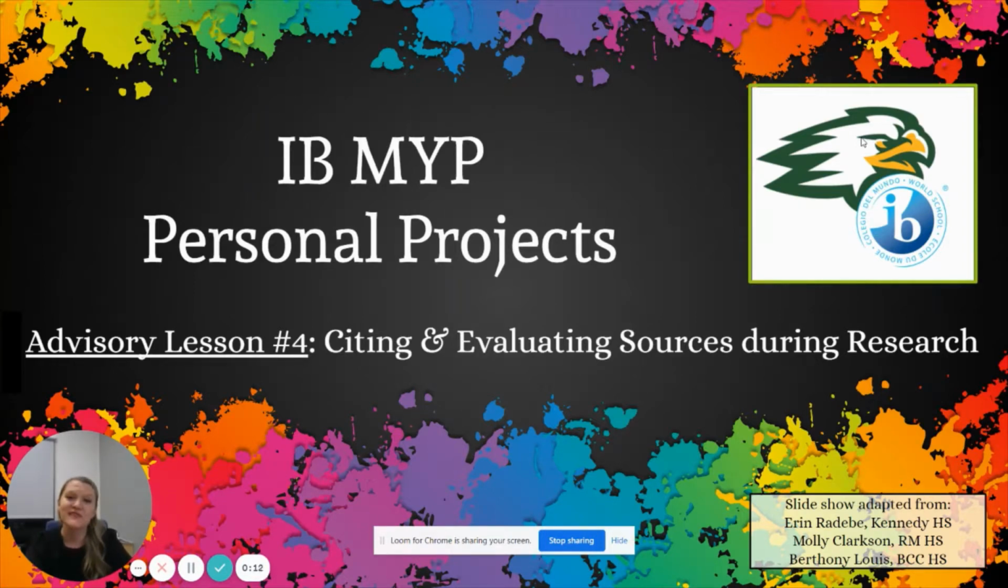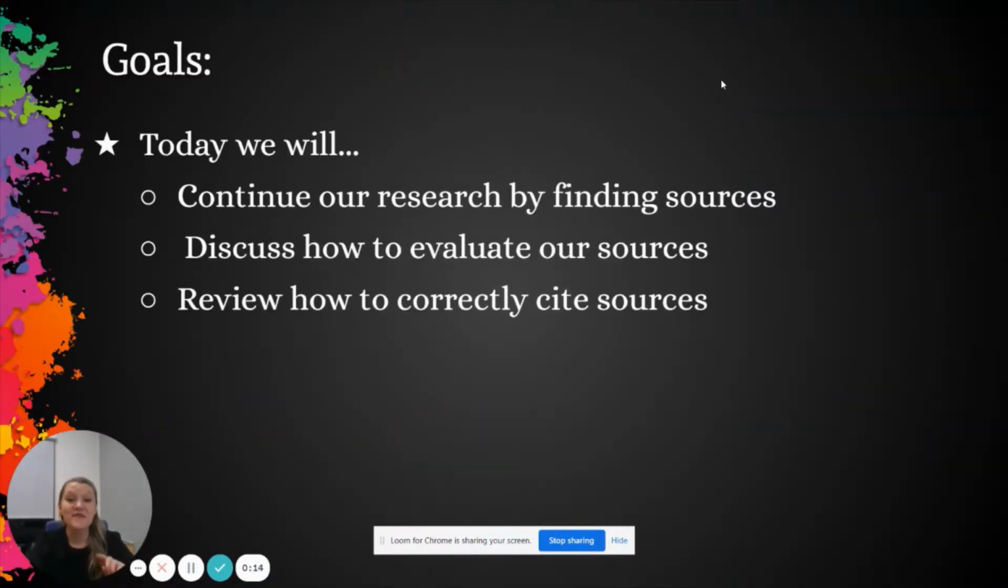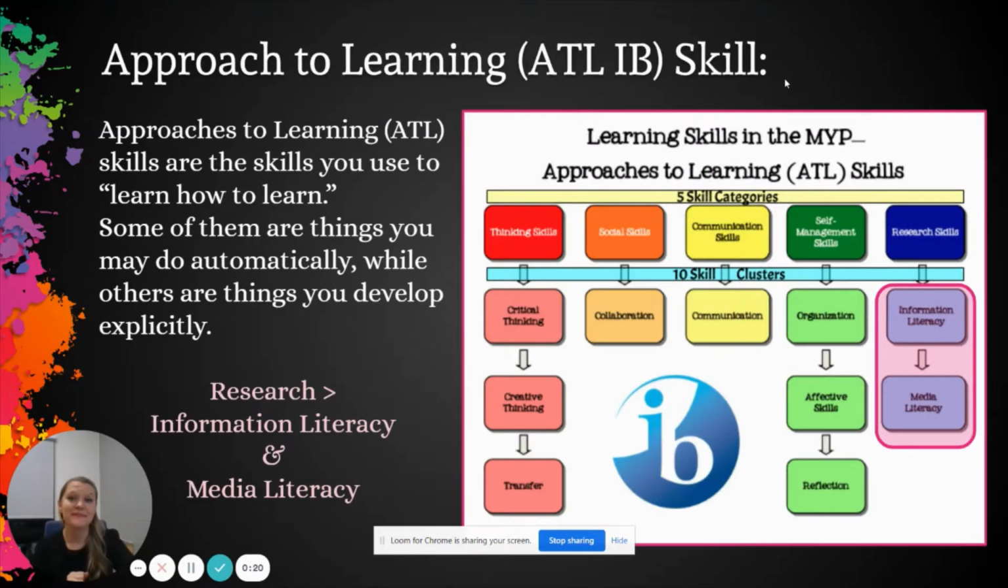It's Craft here, and we're continuing our MYP personal project work with lesson number 4, citing and evaluating sources for your research. Today, we're going to continue our research by finding sources. We're going to discuss how to evaluate them and how to correctly cite them. And we're always thinking about what ATL skills we're using.